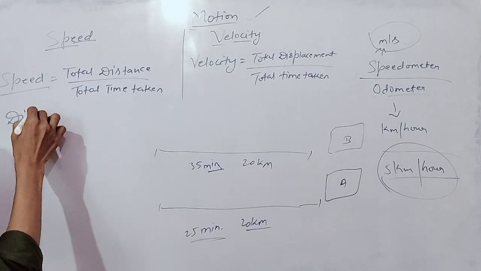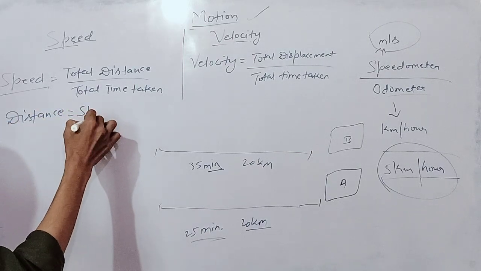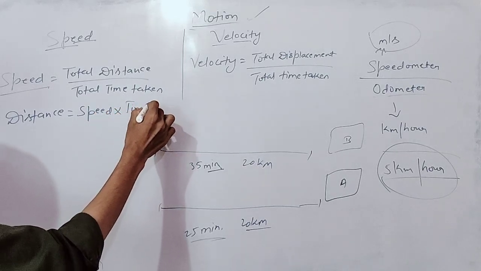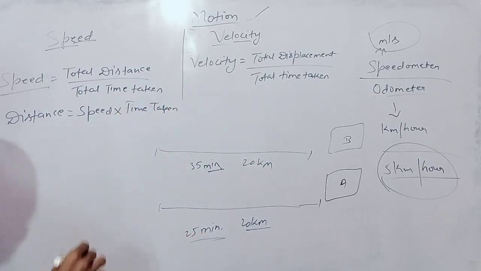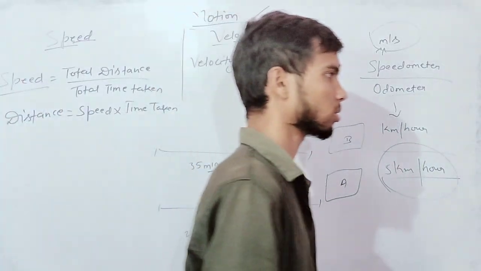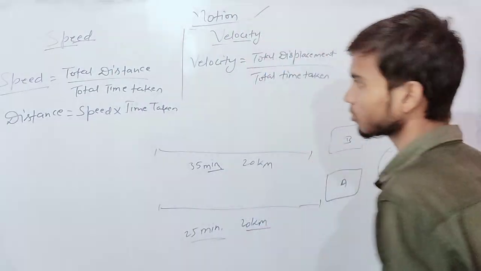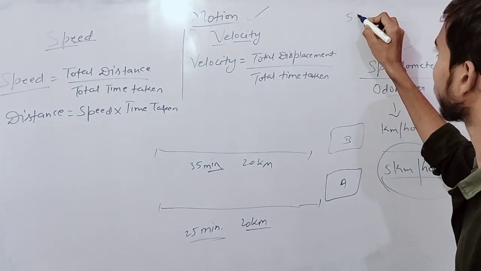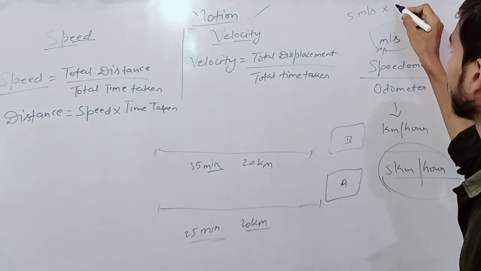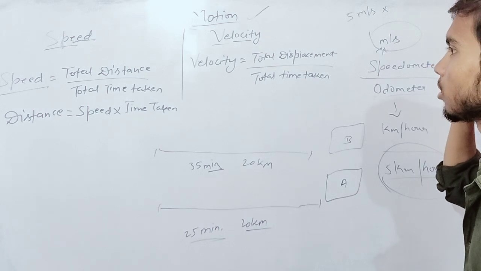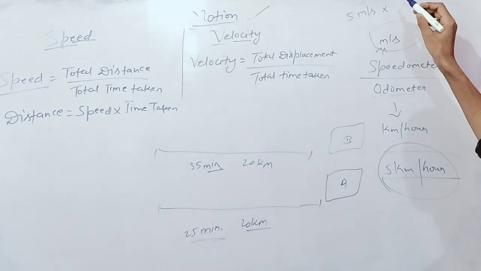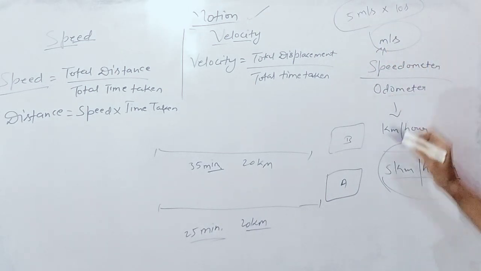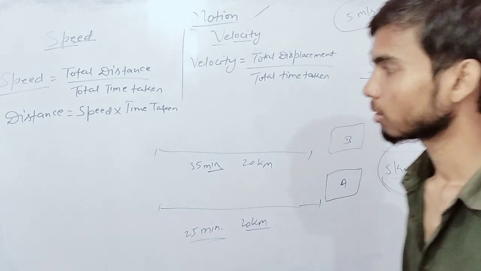So for distance, what will happen? You will multiply speed by the total time taken. You are multiplying, which means you will get the distance. So the speed was this much. You can say 5 meters per second, multiplied by time, which was 10 seconds. So the meaning of this is that you covered 50 meters.